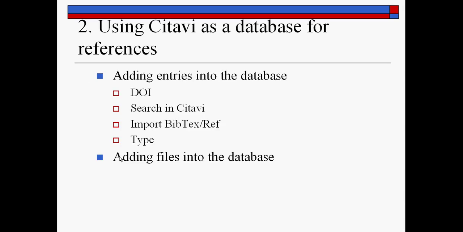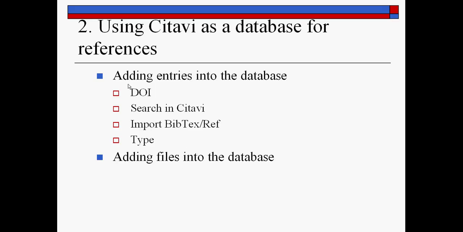Okay, now I want to start with the second part, using Citavi as a database for references. This includes two steps. First of all, you have to get the information into Citavi, tell Citavi this is the file, this is the entry, author, all of these things, volume, journal, and so on. And then you have to add a file.